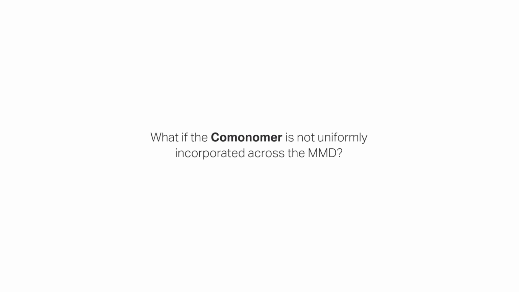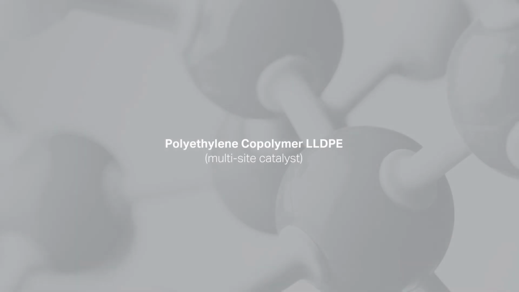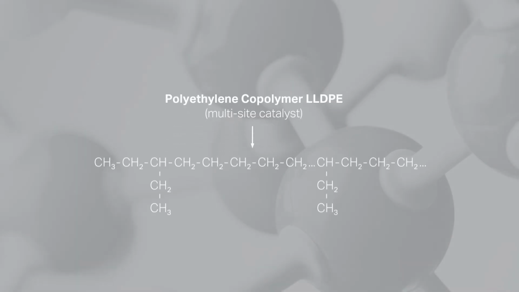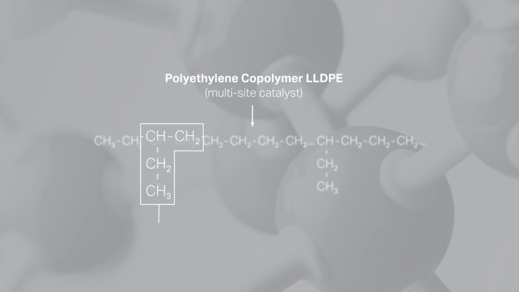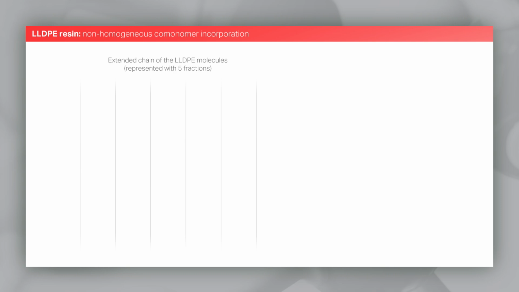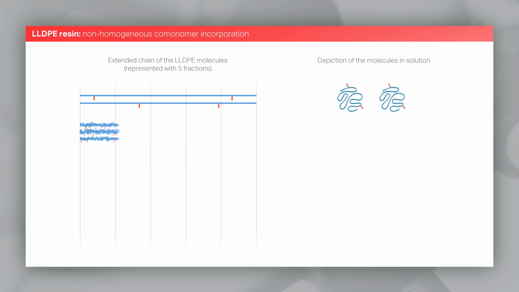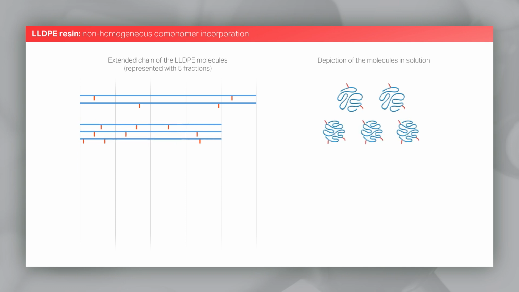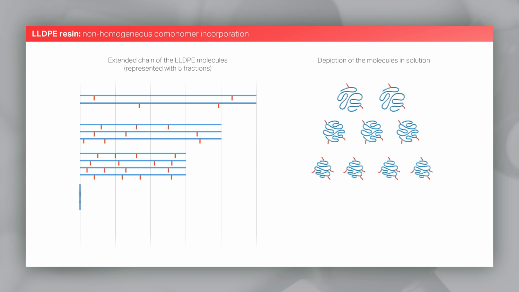What if the comonomer is not uniformly incorporated across the molar mass distribution? Although this molecule may look the same as the one produced in the single-site catalyst, they are different because in this case, the presence of ramifications per unit length is not uniform. These types of resins, where the number of branches per unit length increases as the molar mass decreases, are produced in multi-site catalysts, and molar mass distribution alone is not enough for their full characterization.